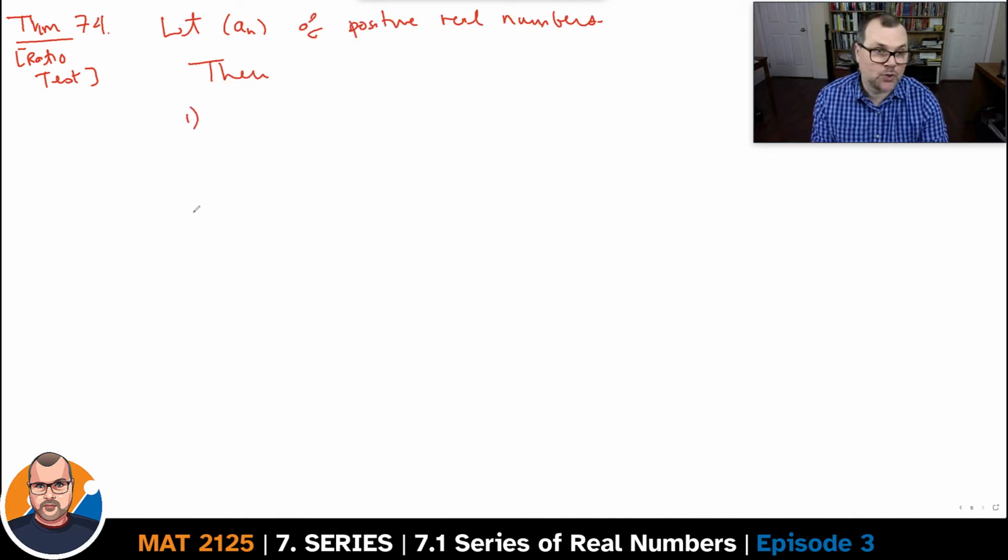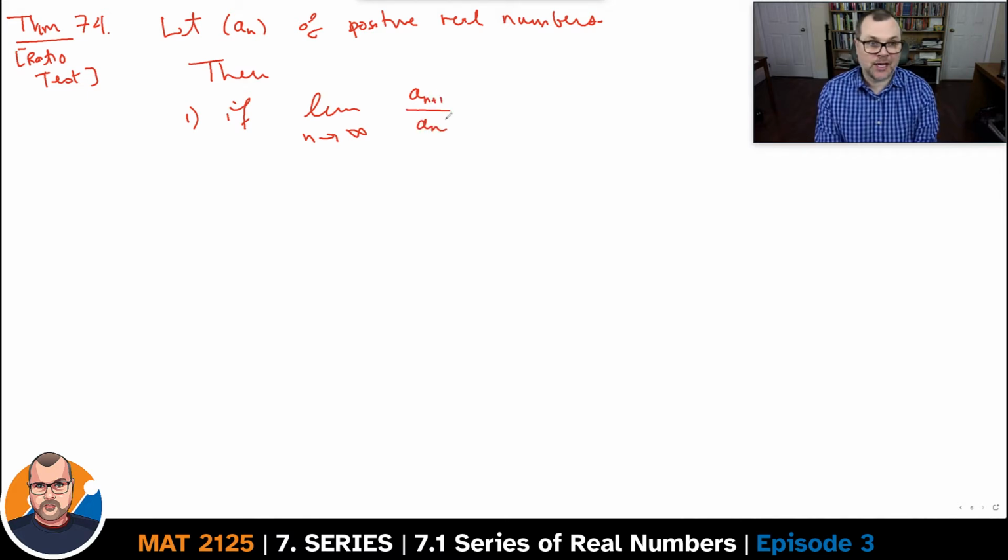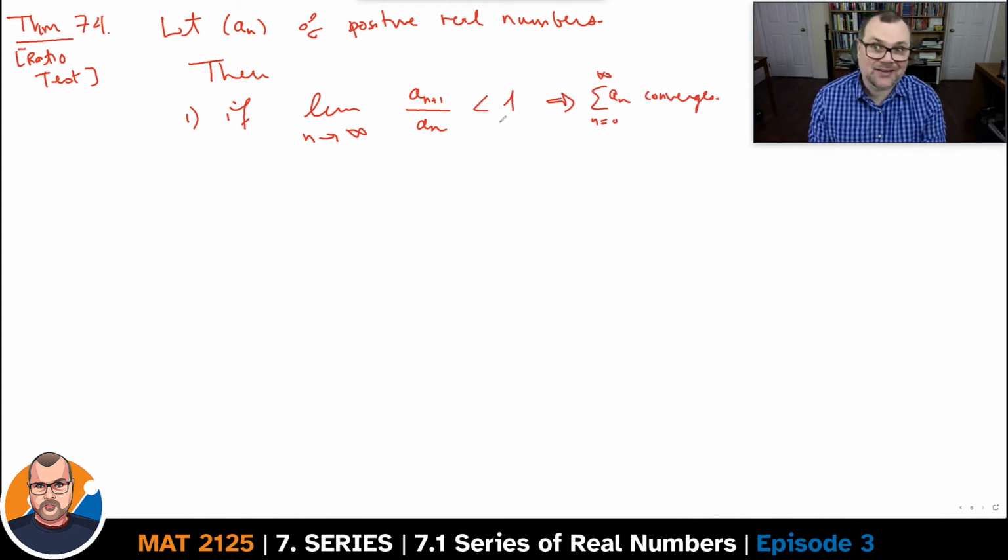Then, on the one hand, if the limit when n goes to infinity of the ratio between the n+1 term of the sequence to the a_n term is smaller than 1, then the series converges. Now, in order for this to make sense, it's not enough that these numbers be non-negative. They have to be positive, otherwise you'd be dividing by 0. Okay?